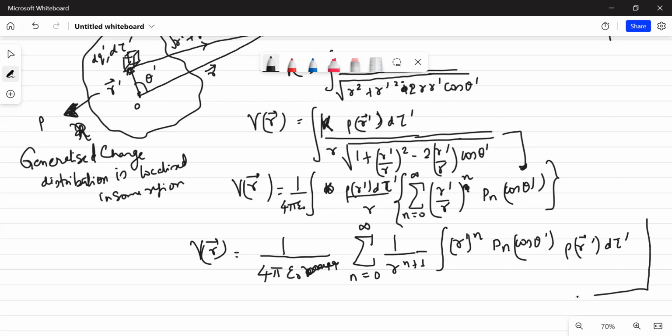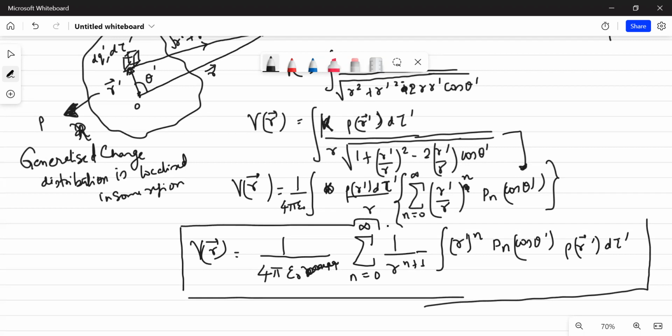So this is how you can express your potential. This is how you can express your potential. Is that clear? ये समझ में आया नहीं है? थोड़ा ध्यान से देखो. Yes, sir. ठीक है? Is that clear?